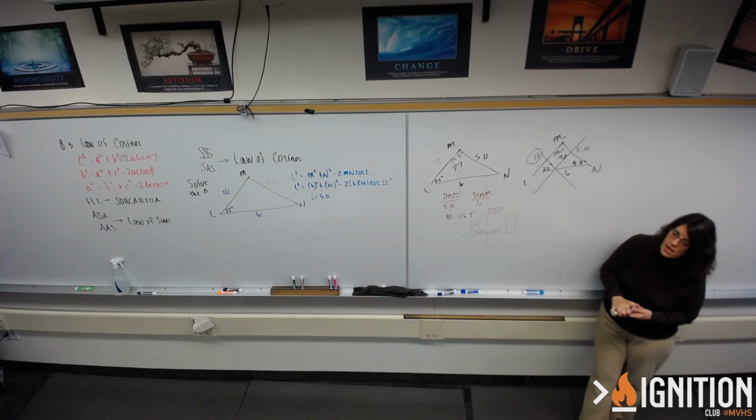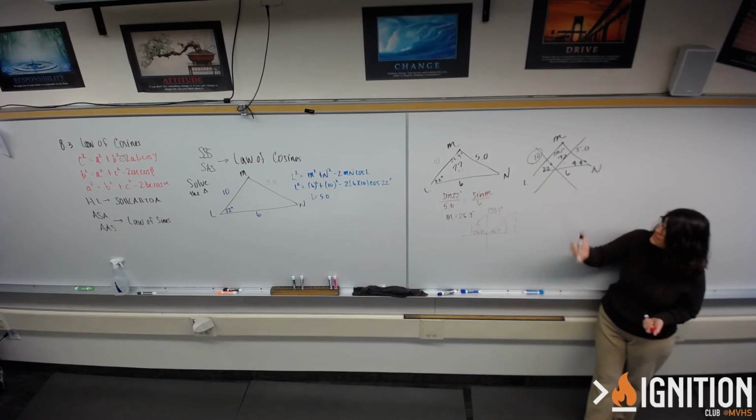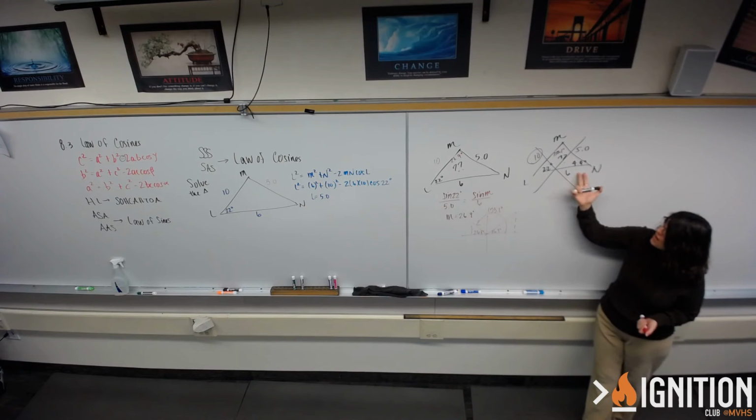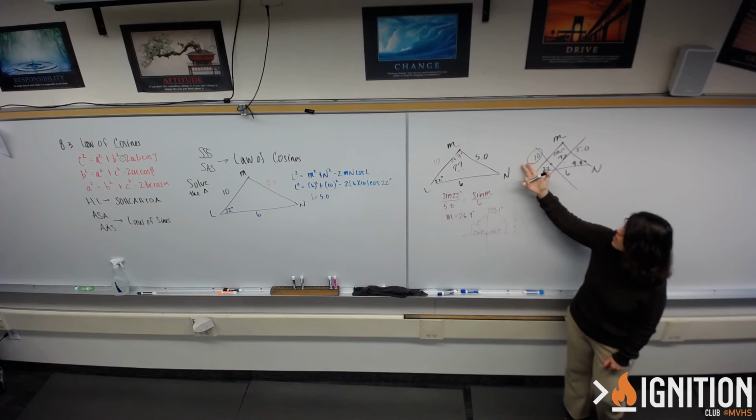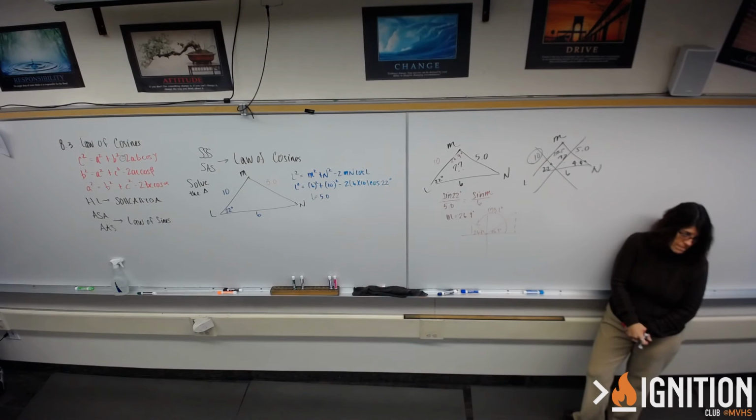Largest angle, longest side. Smallest angle, shortest side. This doesn't work. 4.9 is across from the 10, and it shouldn't be. So if you do have to do one of these cases, then you would just do both triangles and see if they work.